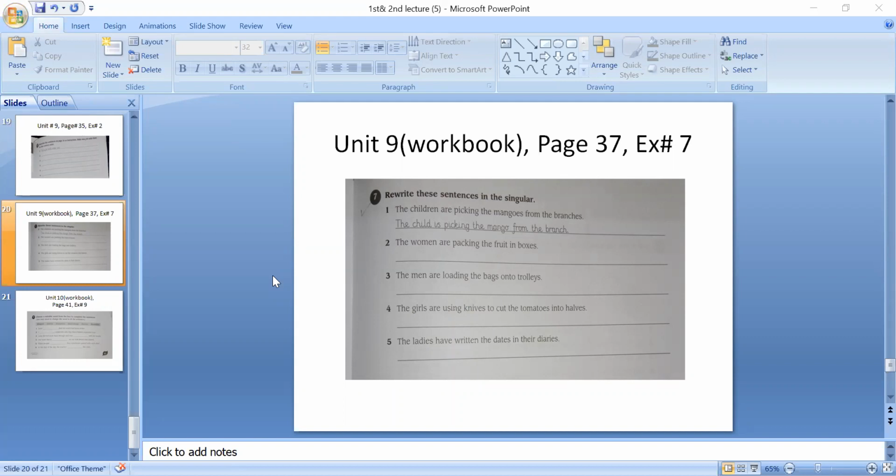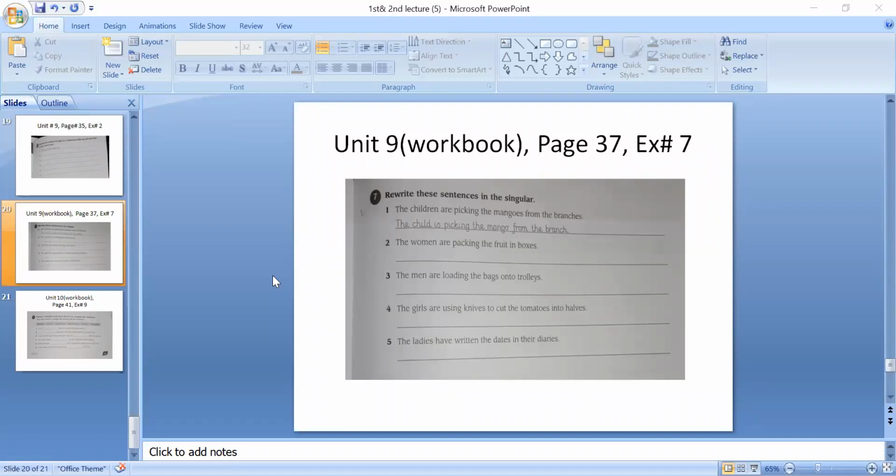The lady has written. The lady has, good. The lady has written the date in her diary. In her diary. Very good, beta. Very good. The lady has written the date in her diary.